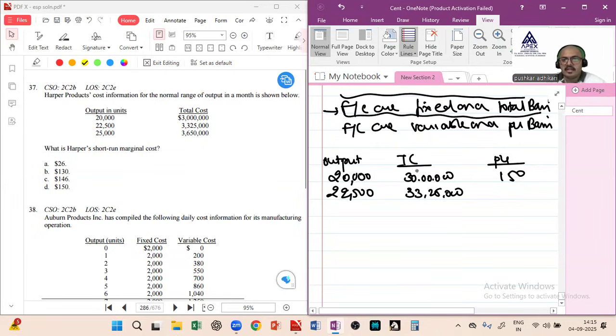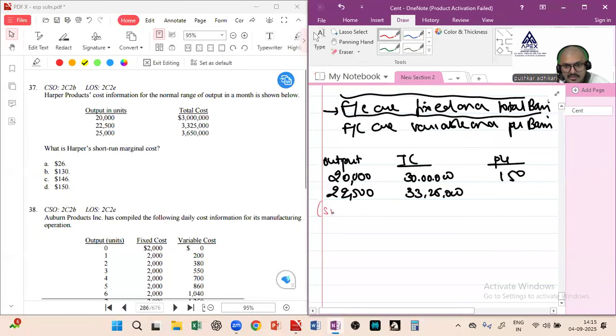On a total basis. Therefore, since the fixed cost has changed on a total basis, it cannot be a fixed cost. Now, what is per unit? It is 33 lakh 25,000 divided by 22,500. What is the answer?